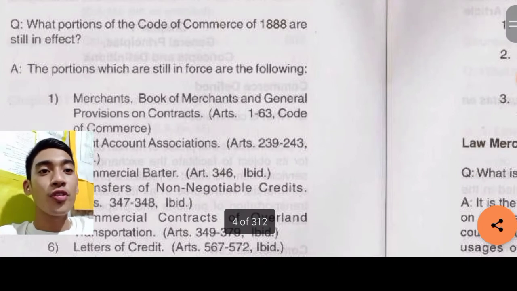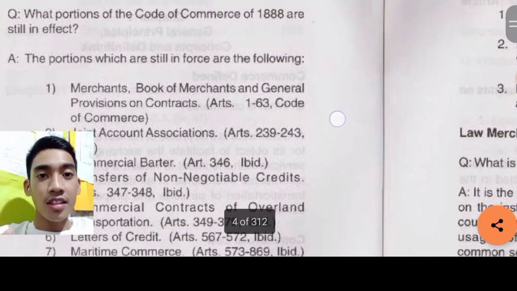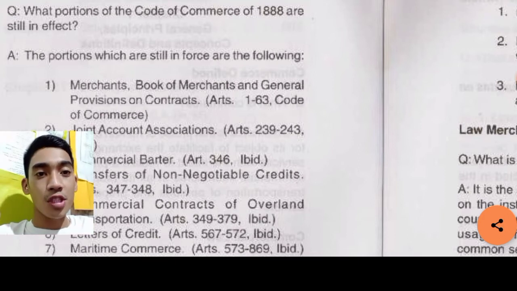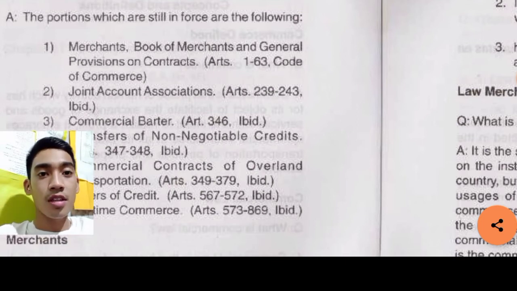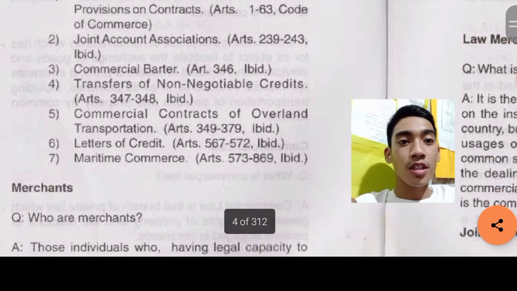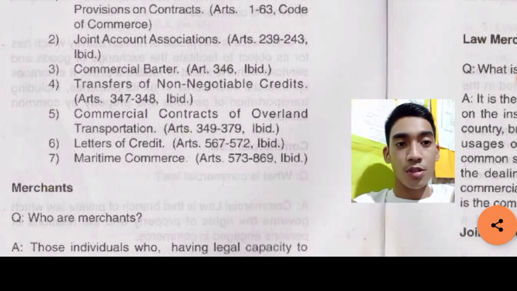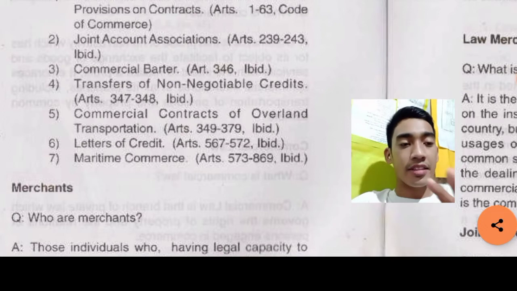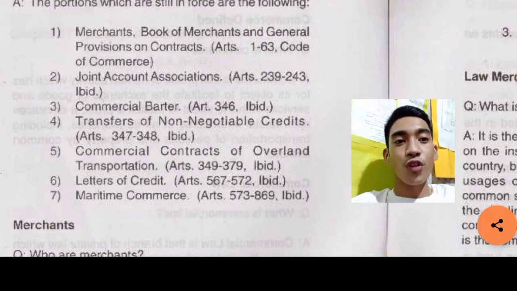Next, what portions of the Code of Commerce of 1888 are still in effect? The portions which are still in force are the following: the Book of Merchants and General Provisions on Contracts, Articles 1 to 63; joint account associations, commercial barter, transfers of non-negotiable credits, commercial contracts of overland transportation, letters of credit, maritime commerce. So later we will define these because they are still in effect under the Code of Commerce.